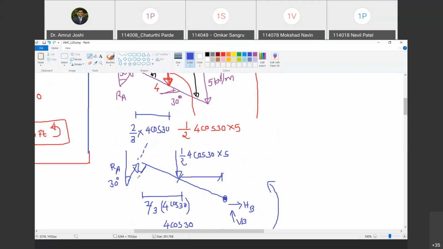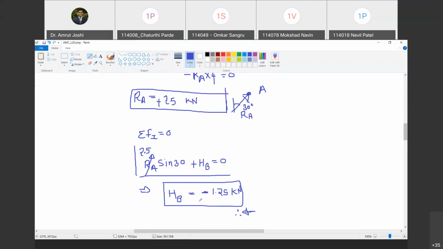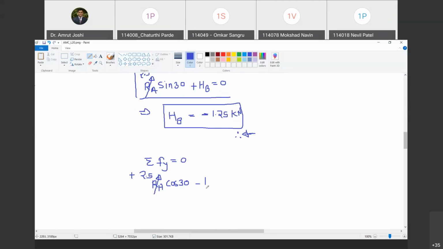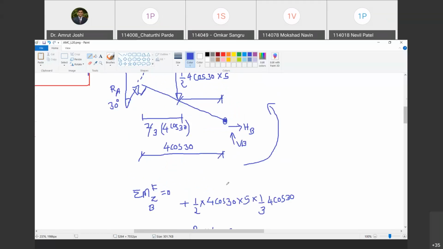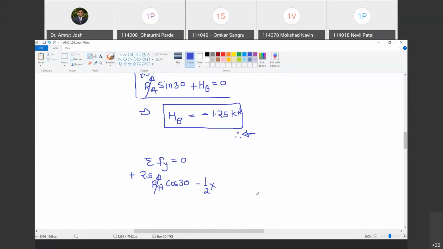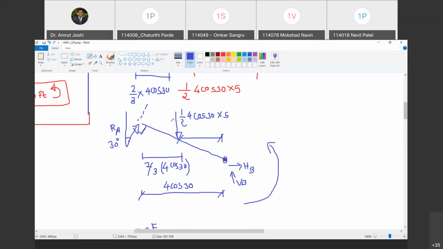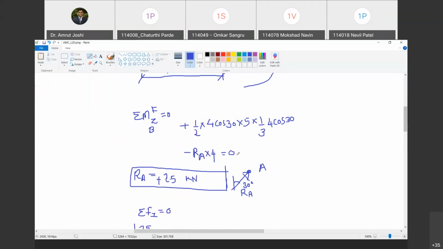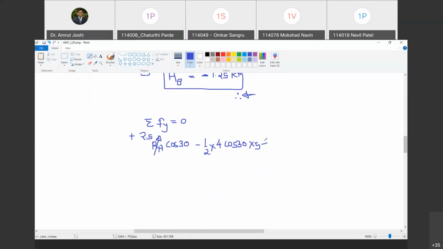चलो. RA cos 30. Then minus half into 4 into cos 30 into 5. Do you agree with me? Yes, sir. Minus half into 4 into cos 30 into 5. Happy? Yes, sir. ये हुआ डाउनवर्ड फोर्स एंड प्लस VB. Yes. HB का तो कोई कंपोनेंट आएगा नहीं. This must be equal to 0. So how much is VB? Tell me.